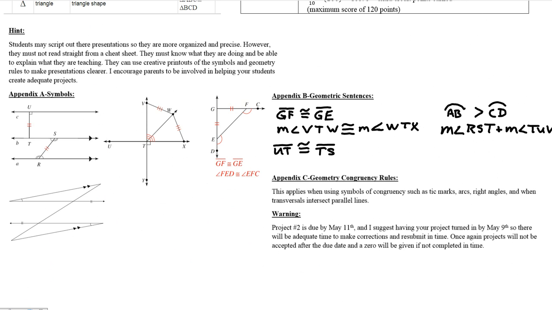So appendix A, here's all the different symbols that you might see on pictures. Here's the geometric sentences, what they look like and how they would have to be taught. Also, geometric congruency rules, that goes with like tick marks, right angles, when transversals intersect parallel lines, those kind of things.